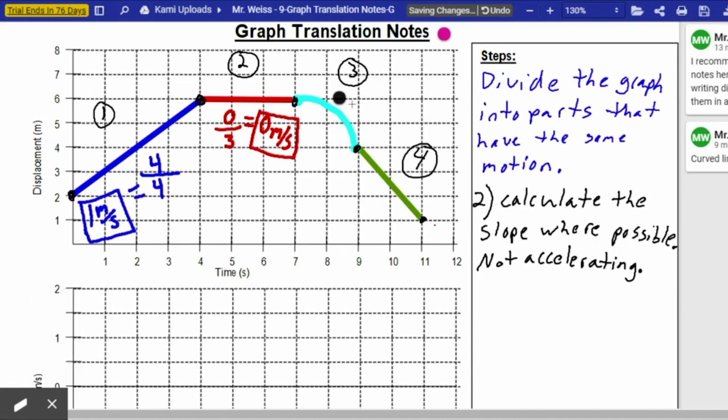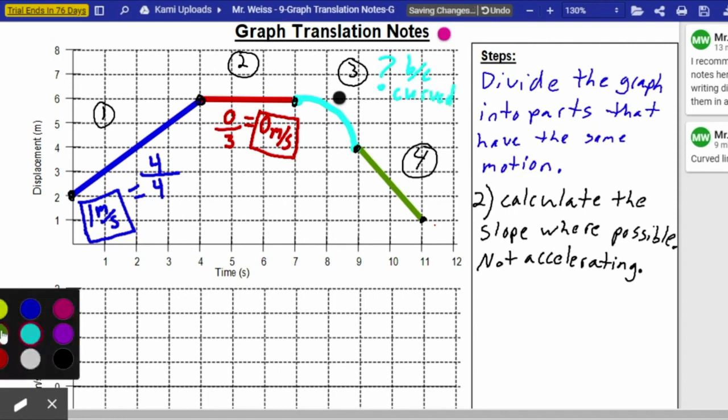Now it's time to tackle line number 3, but like we said before, we can't do that because we cannot calculate the slope of a curved line because it's always changing. Something though that we should notice about this curved line is how that slope's changing. So we can see that initially we're starting out with almost a horizontal line, and as the line continues it gets steeper and steeper and steeper. So if my motion on this line is starting off very slow, and at the end it's very steep, meaning that it's moving very fast, we can infer that we're speeding up along that curve.